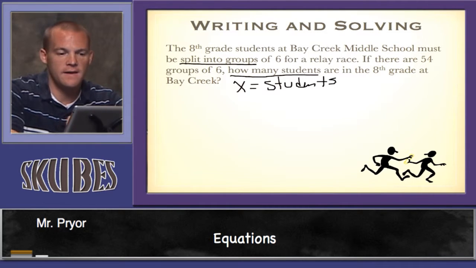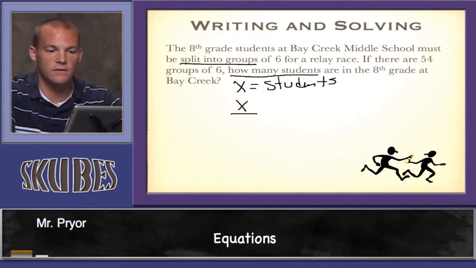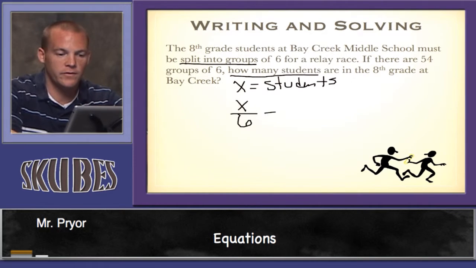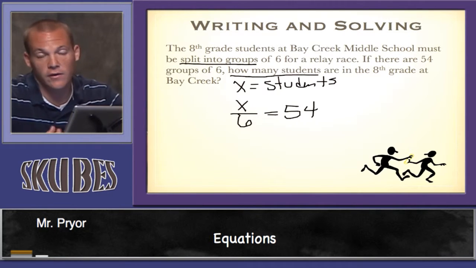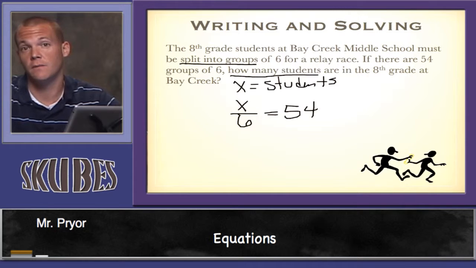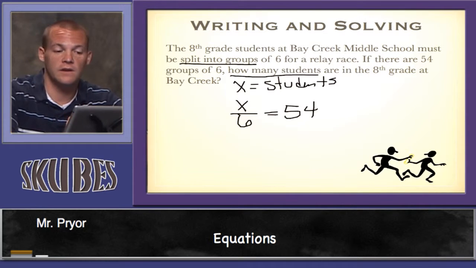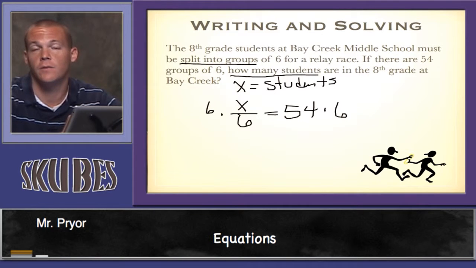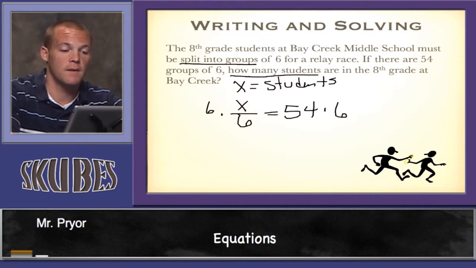So we will take that variable, divide it by 6, because we're looking for 6 even groups, which came out to 54. However, again, we don't know how many total students we began with. So we're looking at a division here, x divided by 6. The inverse of division will be multiplication. So we're going to multiply both sides by 6, because that's what we're dividing by.